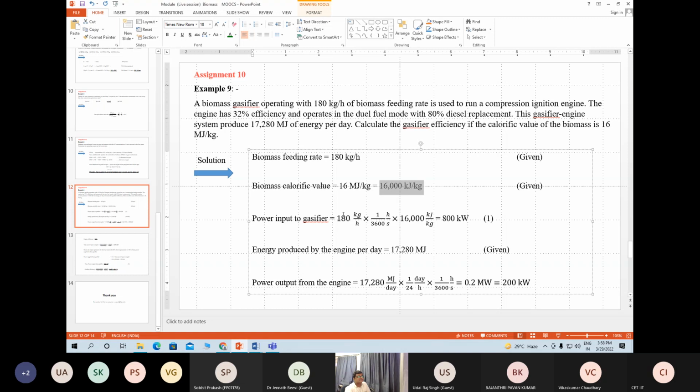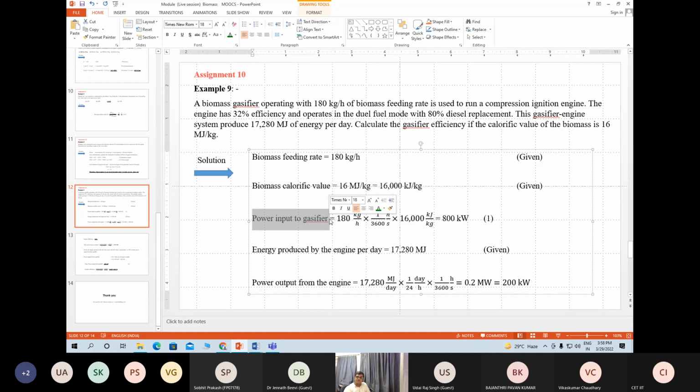For that reason, we have converted this value into kilojoule per second. This particular value is in kilojoule per kg, so that your kg will get cancelled, and you will get the value in kilojoule per second, which is nothing but kilowatt. So this is the power input to the gasifier, because this much biomass is getting fed inside the gasifier, where it has a calorific value of this much. Once it burns, it will produce this much power. So this is the power input given to the gasifier.